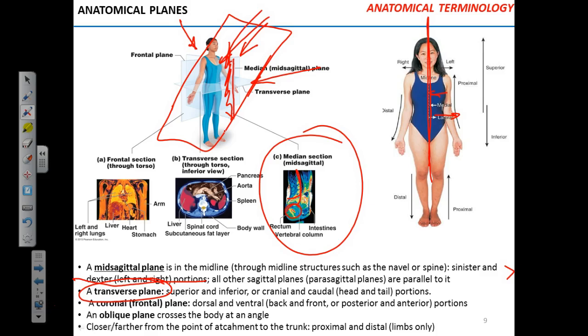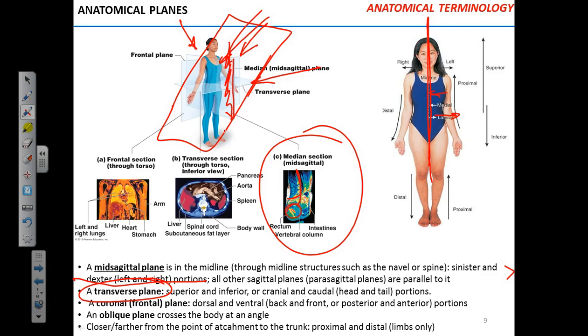Understand what the plane is. I may show you the picture and ask which plane I am pointing at. Understand which terminology is associated with a particular plane. Okay? Any questions on that?